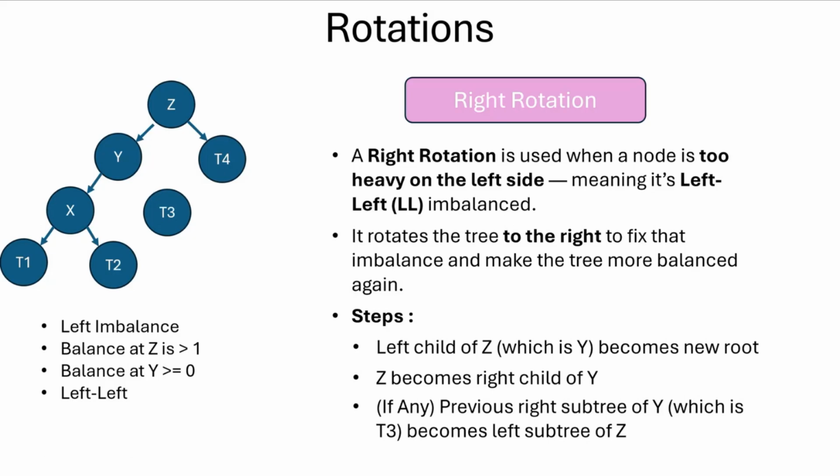To understand in a better way, let's say Y became the new root, and Z became the right child of Y. Now the T3 and Y link is broken. For Z, previously the left child of Z was Y, so this link is also broken. T3 is less than Z, so T3 can safely become the left child of Z. So this is how the right rotation works.